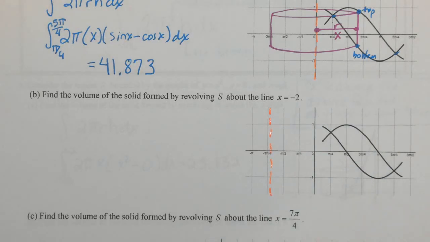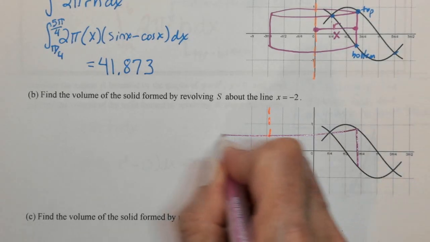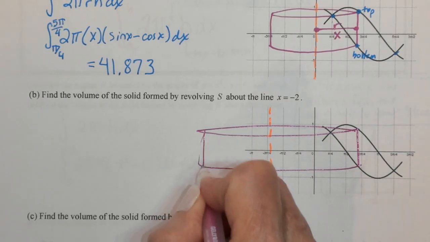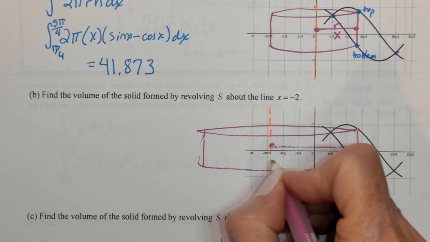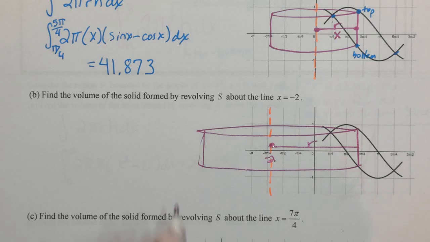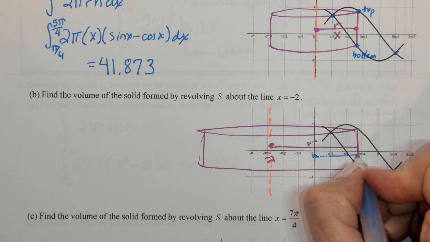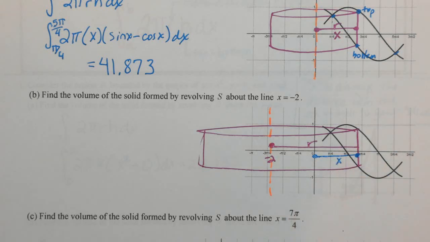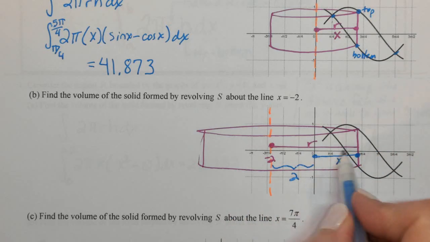Take your slice. I guess I can be consistent with my colors. Take our slice. Revolve that around our axis of revolution just so that we can see our radius. This is negative 2 over here, so that's the radius of our cylinder. What is x? X is from the y-axis to the slice, right? So how can we write r? Well, this distance is 2, and r is 2 plus x.